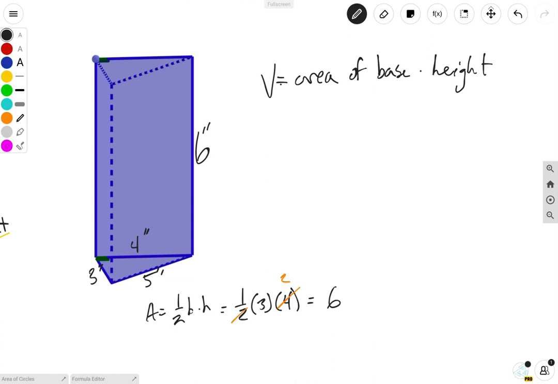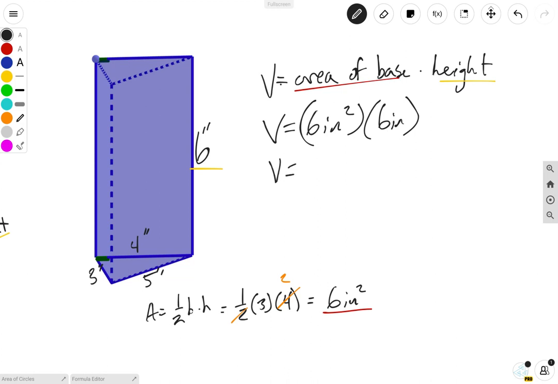And what do we got there? 6 square inches. All right, so our volume is that area of the base times the height. So I've got 6 inches squared times the height of 6 inches. So volume equals 36. Inches squared times inches is inches cubed. There you have it. Volume of prisms.